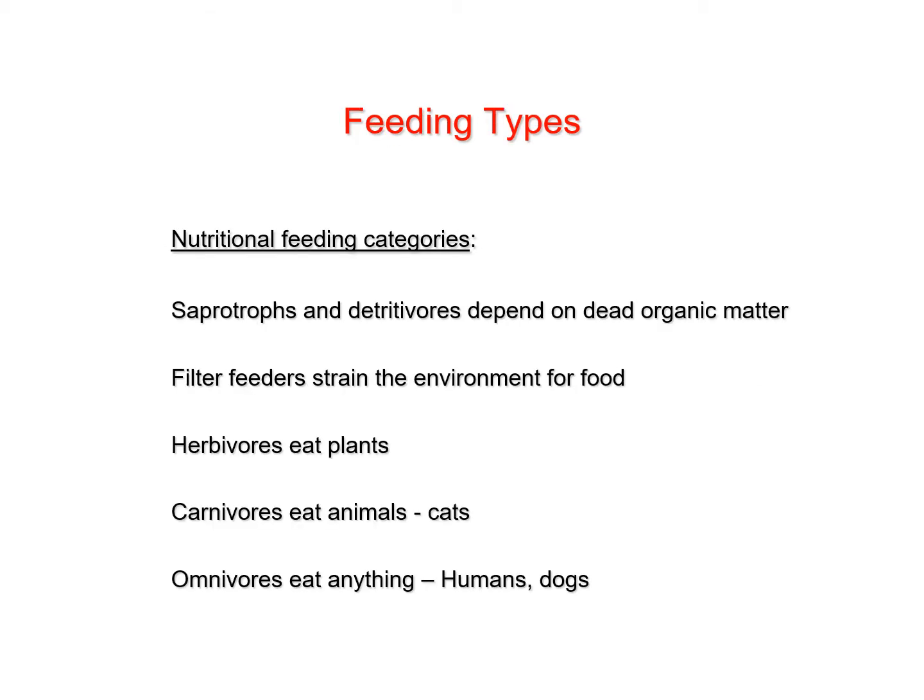There are several different feeding categories in terms of organisms out there. Saprotrophs and detritivores will eat dead organic matter. There are filter feeders that strain the environment for food. Herbivores eat strictly plants. Carnivores eat strictly animal tissue. An example of that would be cats. Some people out there try to turn their cats into vegans, and it kills their poor little cat, because cats are carnivores. They have to eat meat. Omnivores will eat anything, either plant or animal-based tissues, and humans are that, as well as dogs, actually.